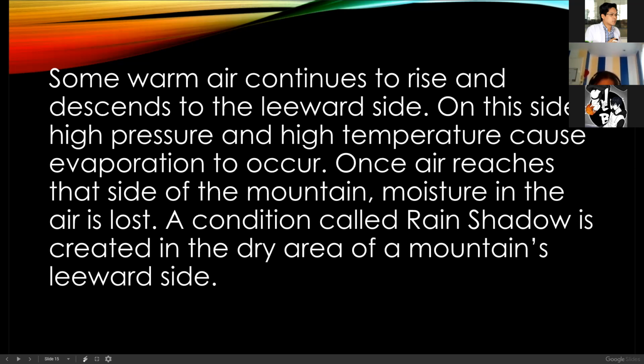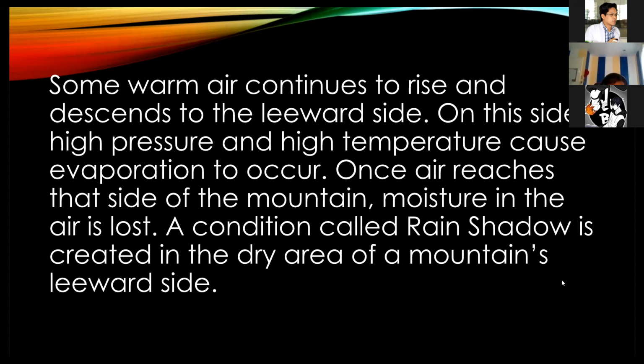Okay. Let's move forward. Any other question? MD and Margie? No, sir. Okay. Again, on the leeward side, high pressure and high temperature cause evaporation to occur. So there is again the process of what? Water cycle happening. Once air reaches the side of the mountain, moisture in the air is lost. A condition called rain shadow is created in the dry area of the mountain's leeward side.